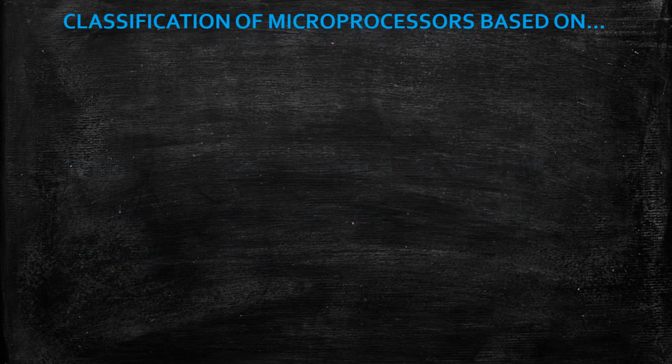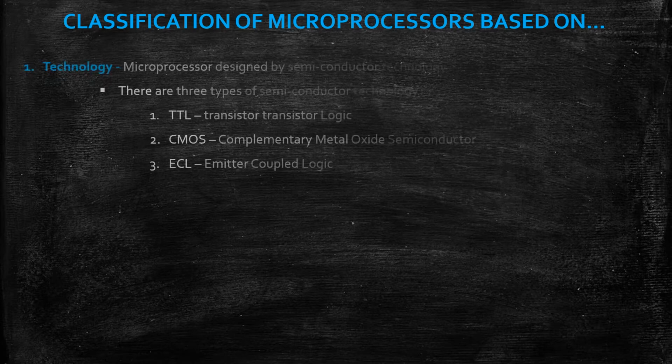First, let's see how microprocessors are classified. There are certain parameters for that. The very first parameter is technology.